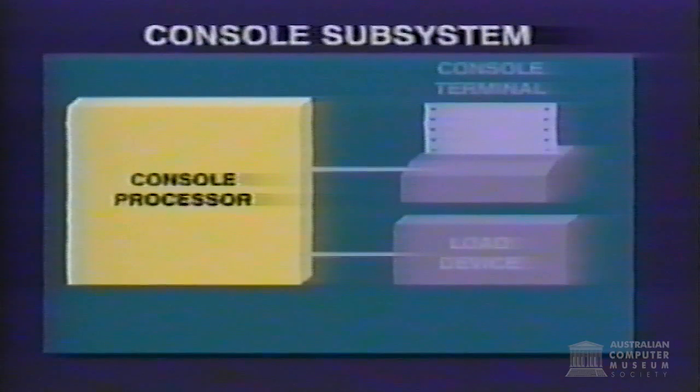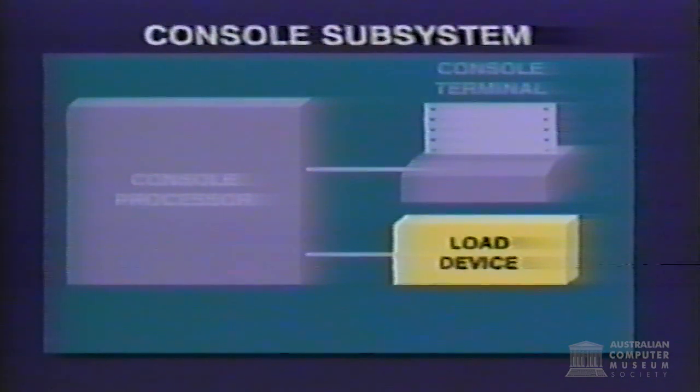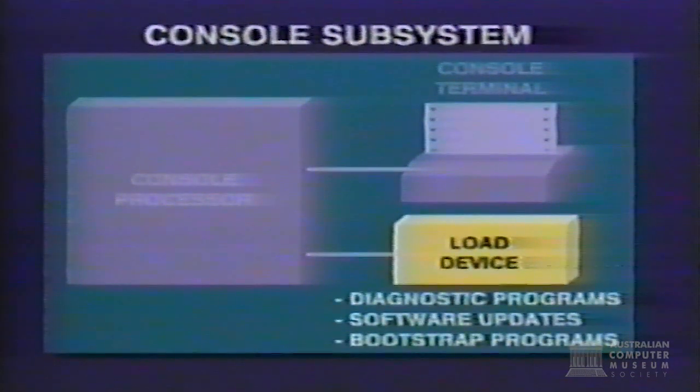In addition to the processor and terminal, the console subsystem has some type of load device, either a disk drive or tape unit. This load device stores diagnostic programs, software updates, and bootstrap programs that are used to load the operating system. In addition, it can serve as a storage facility for system data and maintenance information.